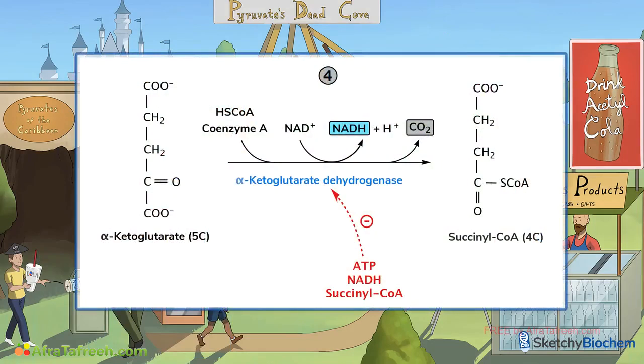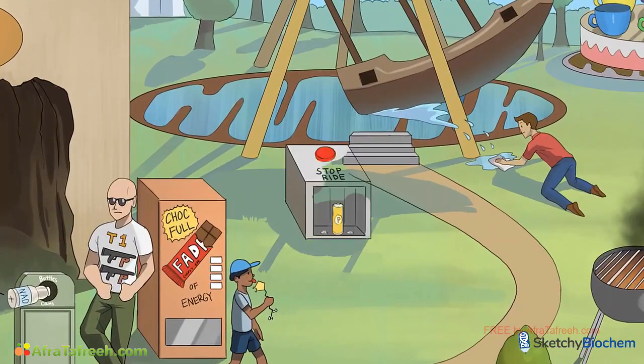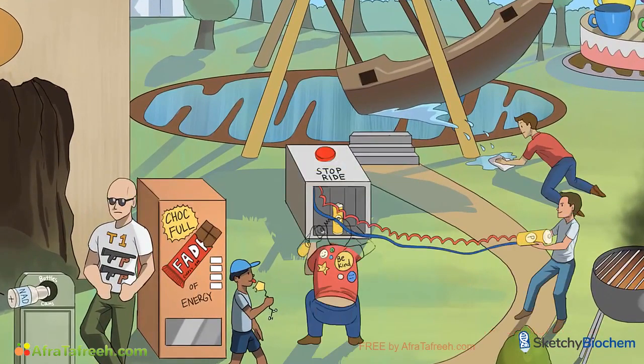PDC uses the same cofactors as alpha-ketoglutarate dehydrogenase, which makes succinyl-CoA from alpha-ketoglutarate. Alpha-ketoglutarate dehydrogenase is found in the TCA cycle. 2 enzymes regulate PDC: PD phosphatase and PD kinase. The folks at Sketchyland have created a simple stop-ride switch to control Pyruvate's Dead Cove. The ride shuts down when that shiny red button is pressed.